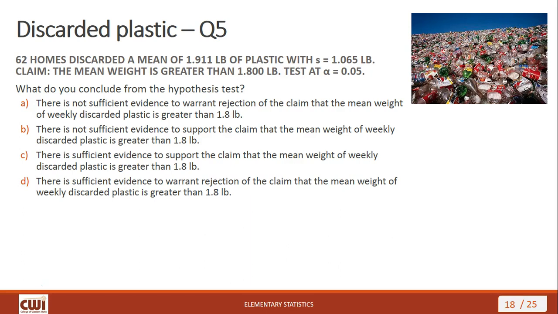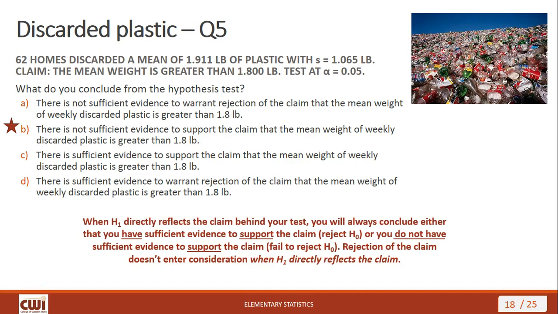Comparing A and B, you see that the difference between those two answers is that A says warrant rejection of the claim, whereas B says support the claim. How do we know which one to pick? Well, do we have a one-tailed test or a two-tailed test? We had a one-tailed test. Therefore, for a one-tailed test, you want to say support the claim. And therefore, the answer option is answer B. If we had a two-tailed test, then we would have picked answer A, which says warrant rejection of the claim.